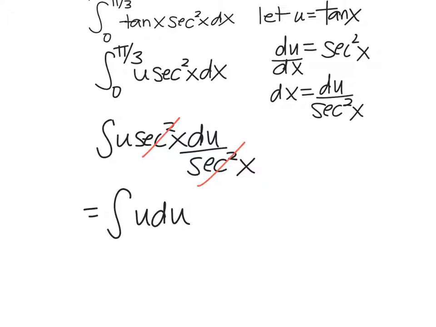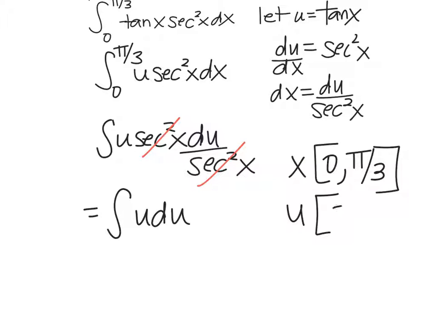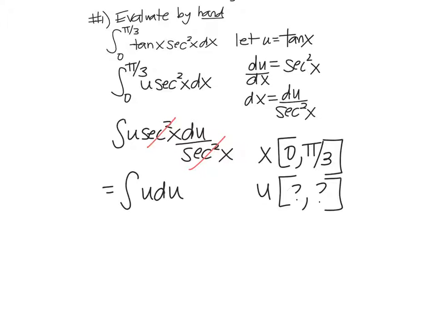Now, here's the thing. What happened to 0 to pi over 3? Well, when we're integrating for u, it's not going to be 0 to pi over 3 anymore. That was for x. So we need to find out what the interval is. So the interval for x was 0 to pi over 3. But what's the interval for u? So this is what we're going to do. We're going to find out what these numbers are in terms of u.